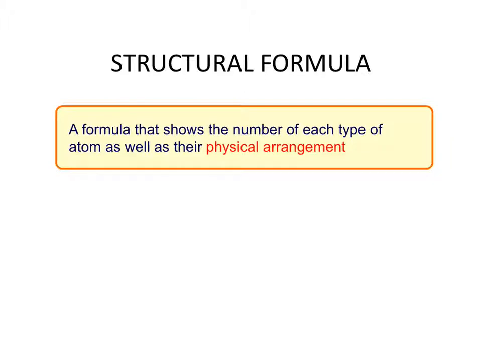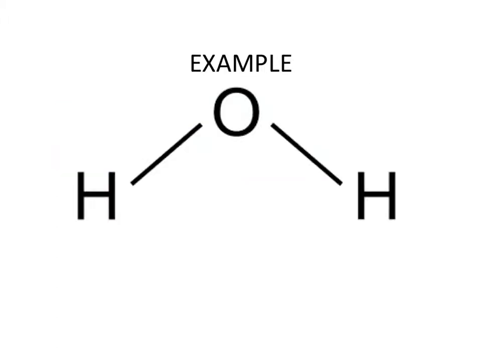Now, structural formula is a formula that shows the number of each type of atom as well as their physical arrangement. So let's take a look at this example. This is H2O. This shows you how the atoms of hydrogen and oxygen are actually physically arranged.